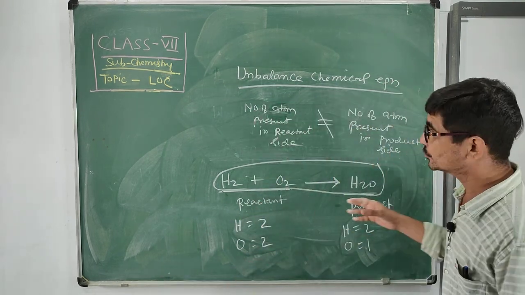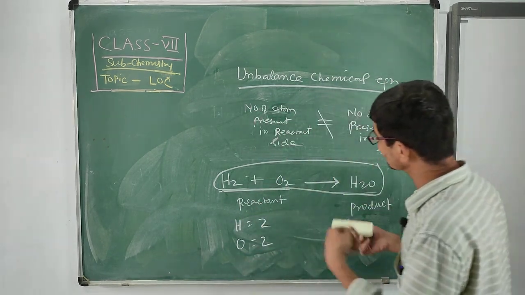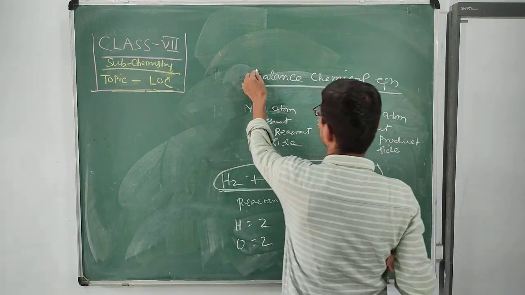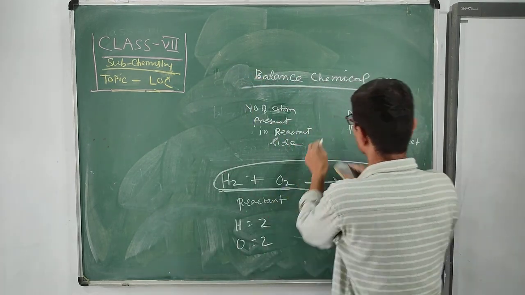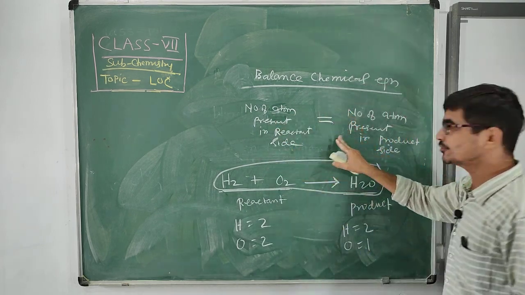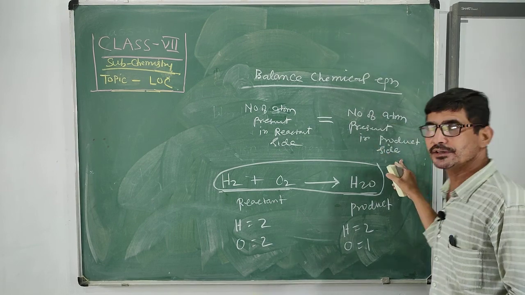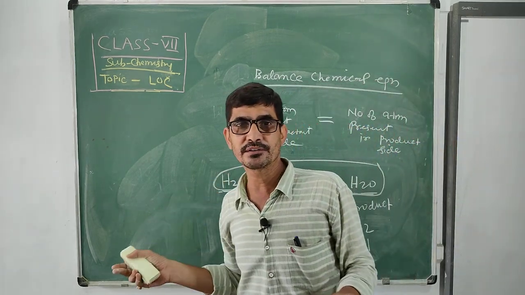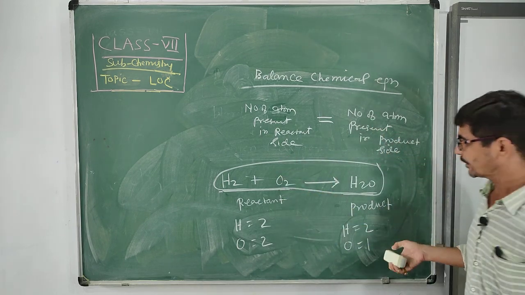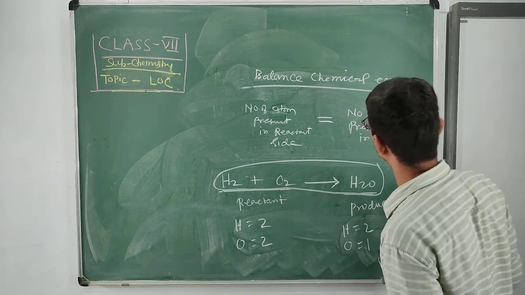But the question is how to balance the chemical equation. Now how will we balance this? In case of a balanced chemical equation, it is necessary to know what will happen. The number of atoms present in the reactant side must be equal to the number of atoms present in the product side, then only we can say it is called a balanced chemical equation. So this is called an unbalanced chemical equation. Now I'm just going to explain how to balance the chemical equation.